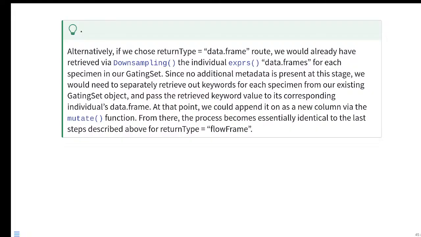So at that point, we could then append it as a new column using the mutate function, at which point the process would be very similar, if not identical, to what we saw in the last steps described when we were doing the return type equals flow frame. Namely, all these individual modified data frames containing unique identifying keywords would get concatenated together and then ultimately passed down and created into a new FCS file.